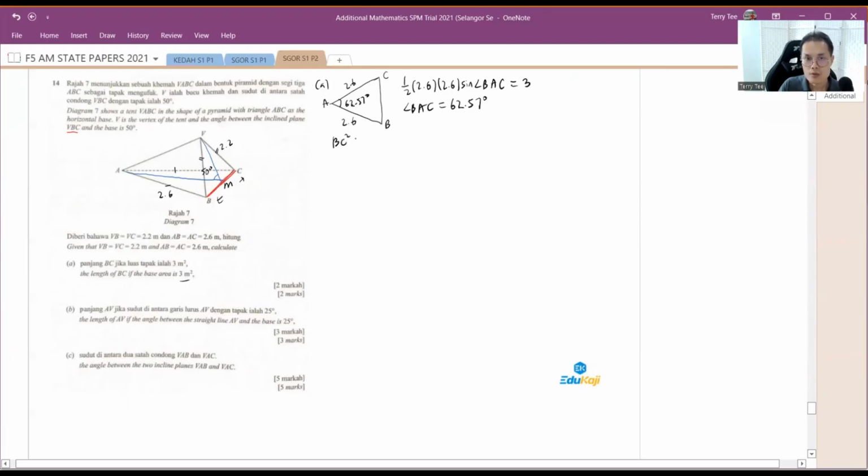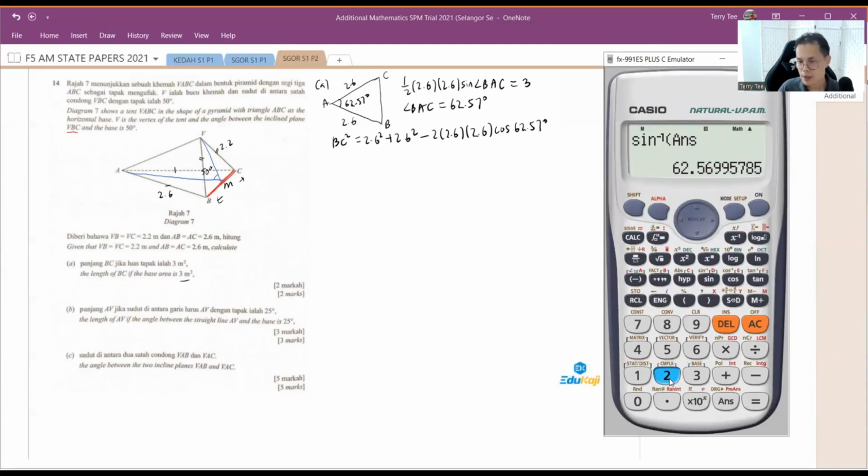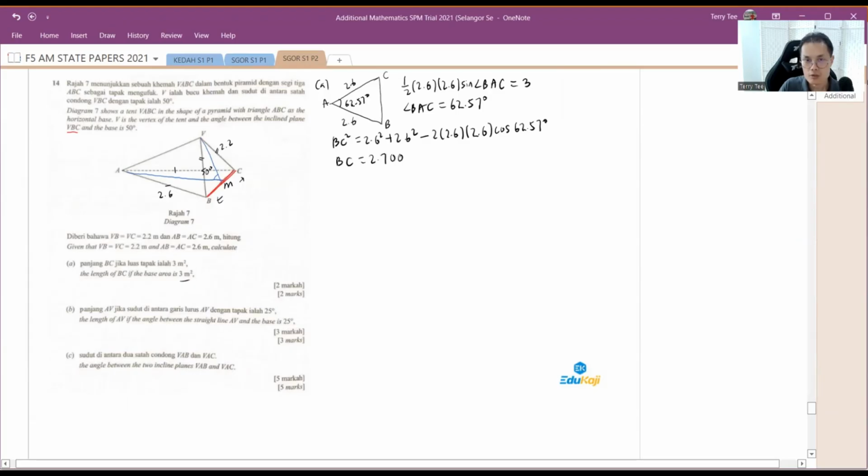So my BC, if I square it, is 2.6 squared plus 2.6 squared. Remember, the cosine rule: a squared equals b squared plus c squared minus 2bc cos of the angle in between, 62.57. Use a calculator: 2.6 squared plus 2.6 squared, minus 2 times 2.6 times 2.6, times cos 62.57. Whatever I get, immediately square root, answer equals 2.700. So my BC is 2.700 meters.